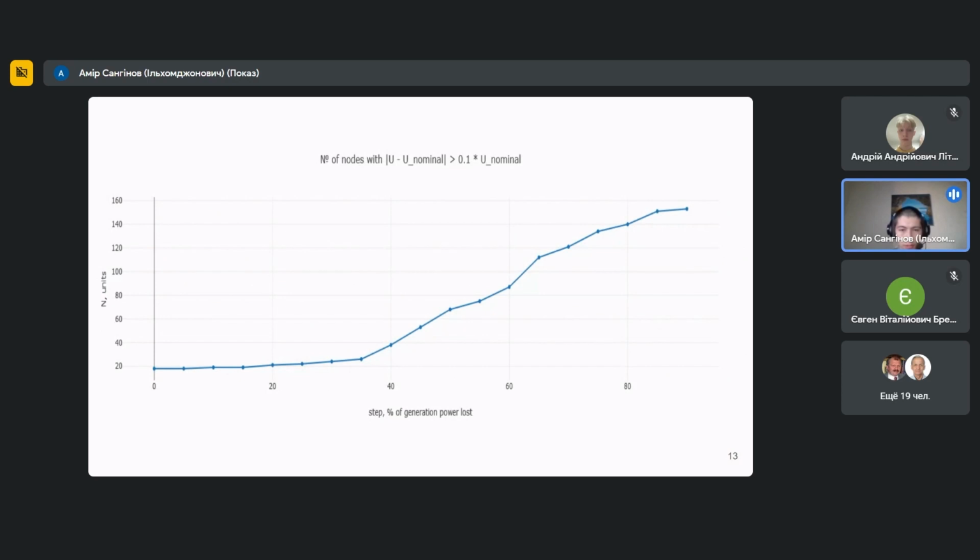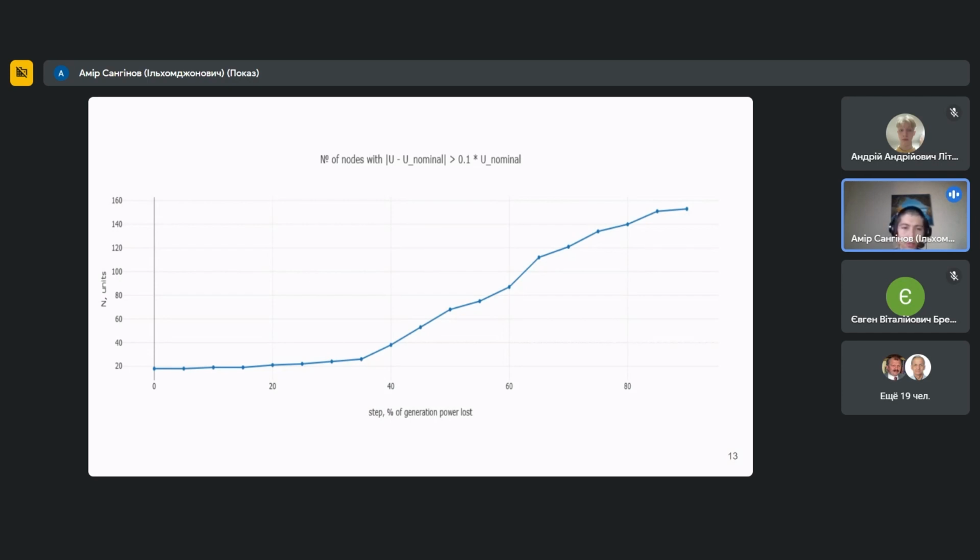This final plot shows us the increase of the total number of nodes where voltage magnitude has dropped more than 10% compared to the nominal voltage, as a function of percents of generation power lost. Please note that this is generation power lost, not generation power, as it was in the previous two plots. It's also worth noting that it's not just the number of these nodes that increases, but also the magnitude of the deviation, with 76 of the load nodes having absolute voltage values near zero.